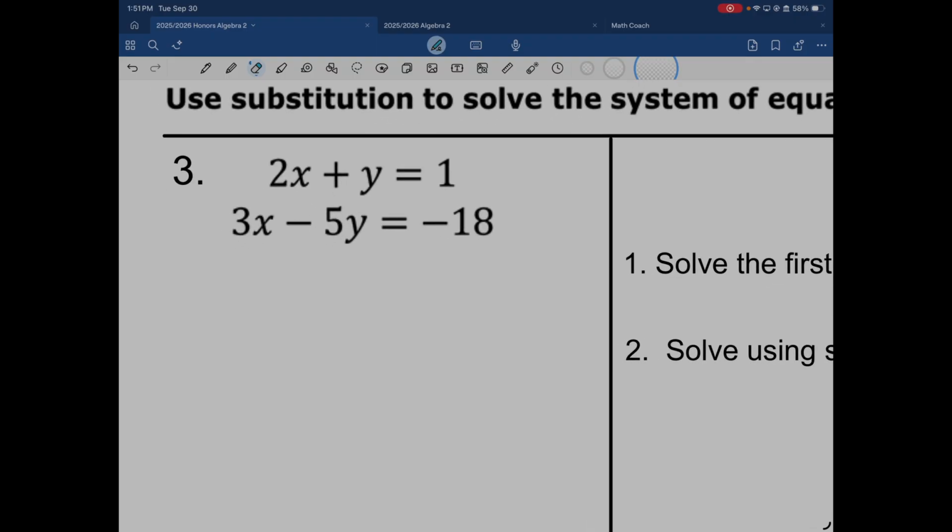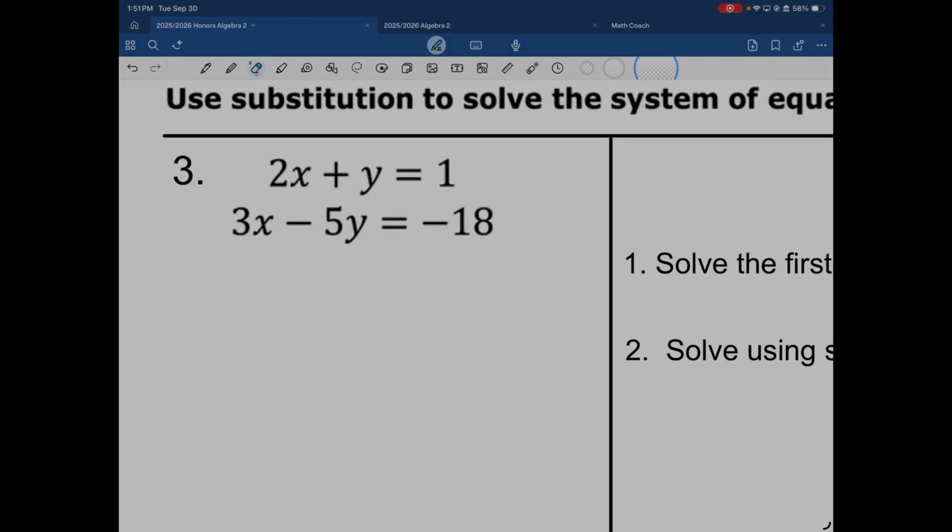So now I've got 2x plus y equals 1, and 3x minus 5y equals negative 18. Well, our first step is to make sure that one of the equations is y equals or x equals. It doesn't matter which one you do. So either of these has done that. So what do I need to do first?